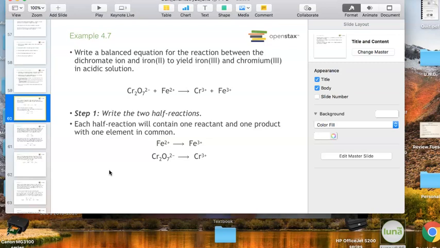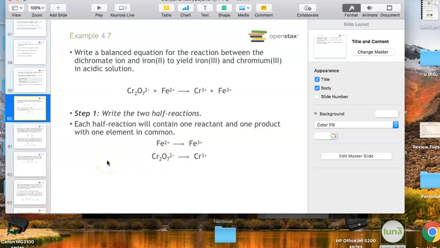So with this first slide, we see the equation that we're starting off with. We have a dichromate ion and an iron 2 ion, and it's yielding chromium 3 and an iron 3 ion in acidic solution. Notice they're specifying whether the solution is acidic or basic. That's important because if it were basic, we would have to add the hydroxide ions after we added our hydrogen and water molecules to balance out oxygen. Here it's an acidic solution, so we don't have to do that step at least.